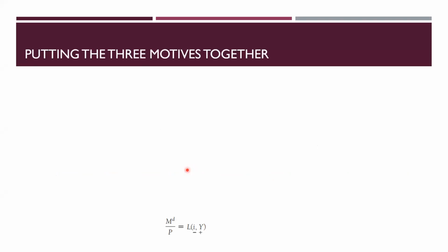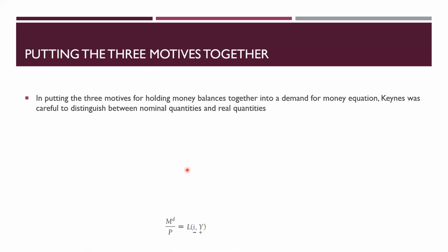And therefore, given such an aspect, we can now put the three motives together. In putting the three motives for holding money balances together into a demand for money equation, Keynes was careful to distinguish between nominal quantities and real quantities. So the idea that you learned in your intermediate macroeconomics about the distinction between real and nominal is still applicable in this case, because you need to understand real money balances and nominal money demand. Nominal demand for money and real demand for money. So he was very careful.